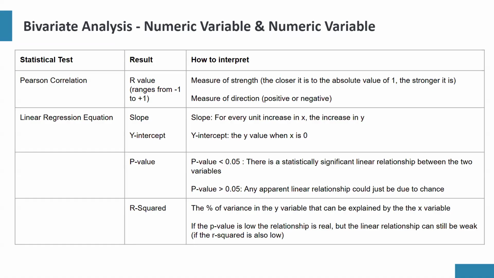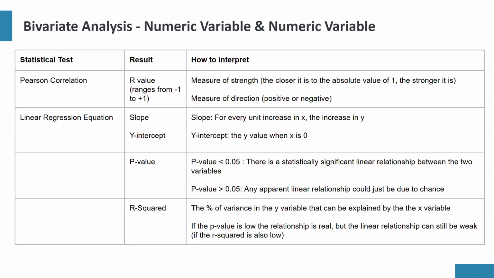It also produces an R squared value. So the R squared value is what percent of the variance in Y can be explained by X. So the higher it is, the more the linear regression equation is explaining, or the more the X is explaining the Y. It's possible to have a really low R squared, so X really doesn't explain much of the variance in Y, and also a really low p-value, so it is statistically significant.